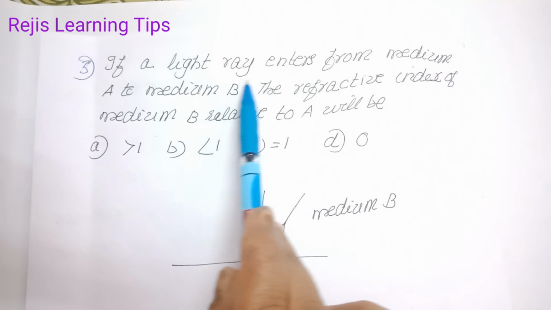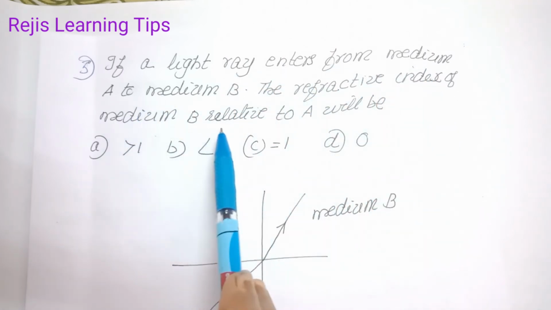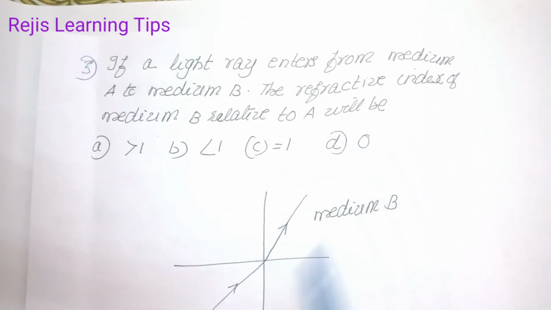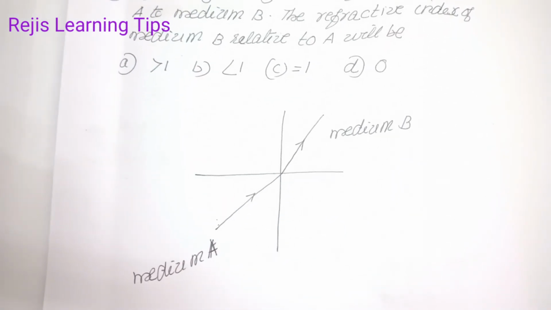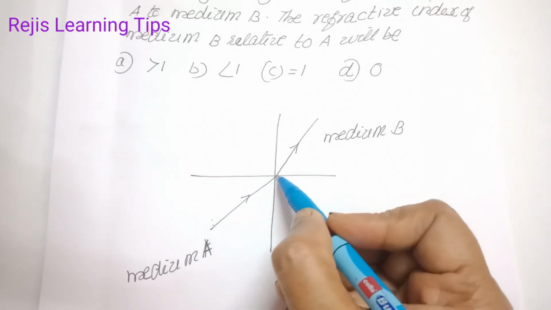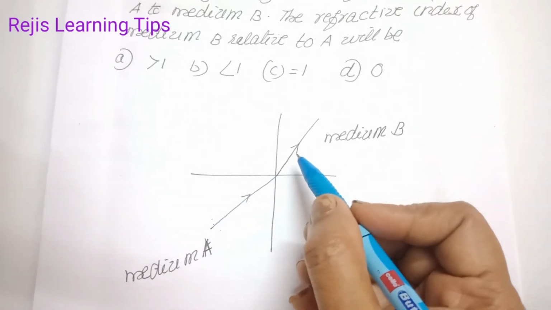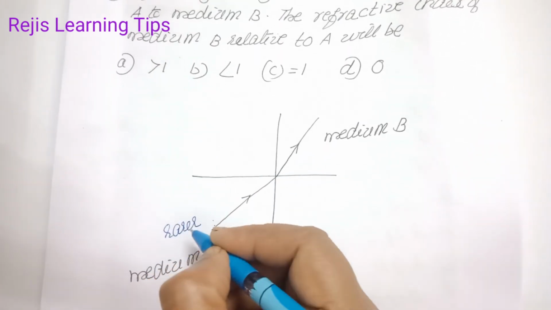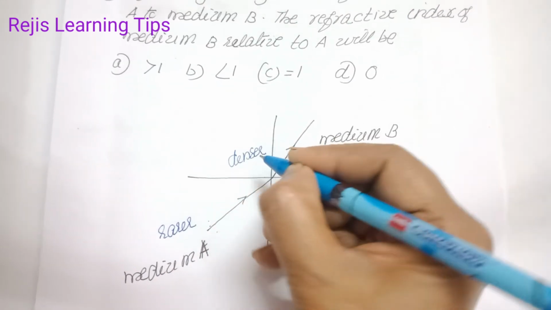Fifth question. If a ray of light enters from medium A to medium B, the refractive index of medium B relative to A will be greater than 1, less than 1, equal to 1, or 0. In this case, the ray of light bends towards the normal. When it goes from medium A to medium B, medium A is a rarer medium and medium B is a denser medium.